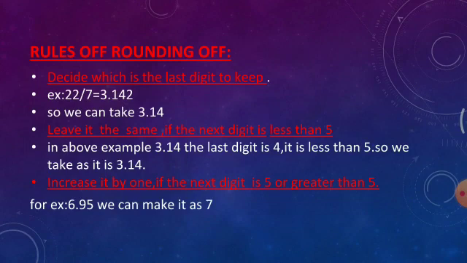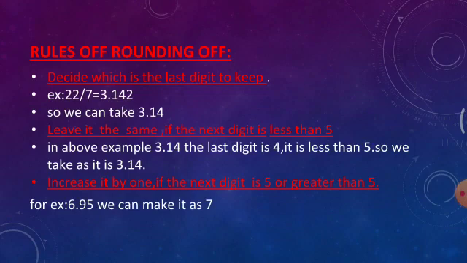Rules of rounding off. There are 3 rules to round off numbers. First one, decide which is the last digit to keep. For example, pi value is 22/7. If you convert this into decimal, we will get 3.142 and so on. So after the decimal, we have many digits, which is not convenient to calculate. That's why we first have to decide how many digits we want to keep. So we can take it as 3.14. This is the first rule.